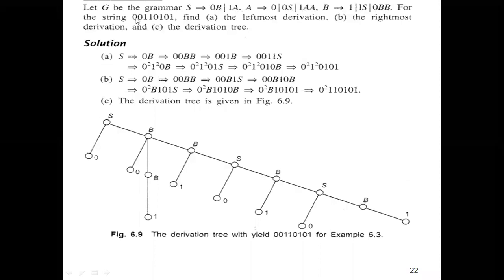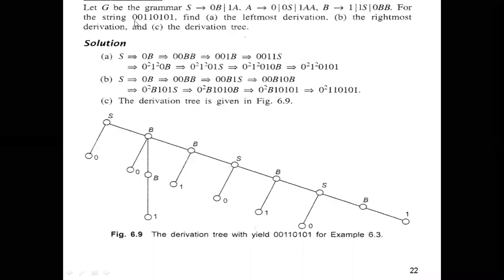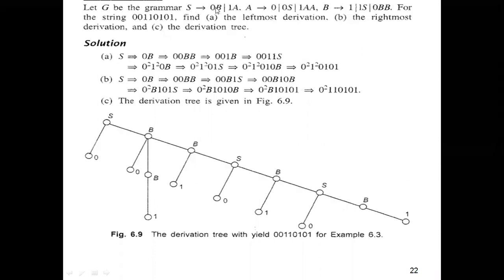And from the string, the leftmost symbol is 0, right? Two zeros I'm having, two ones, 0 1 0 1. So I choose the S tends to 0B rule here.